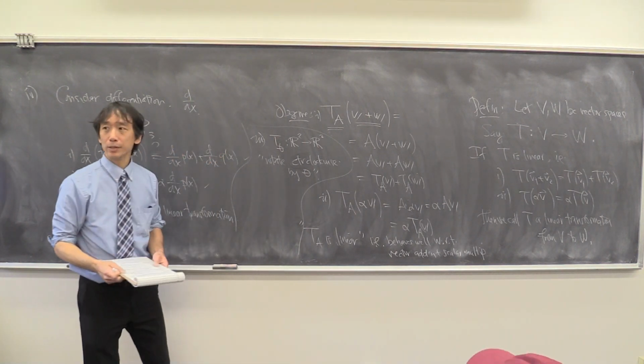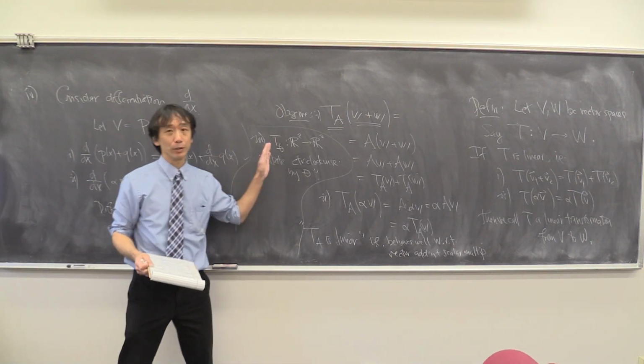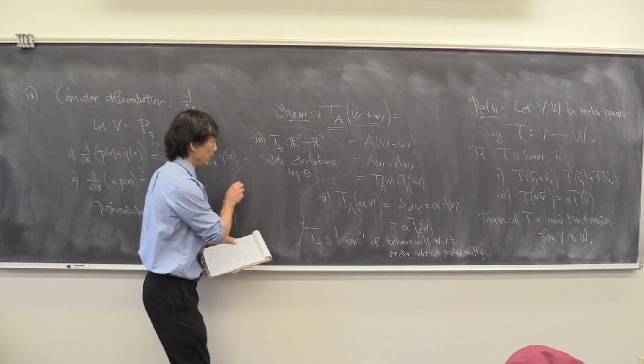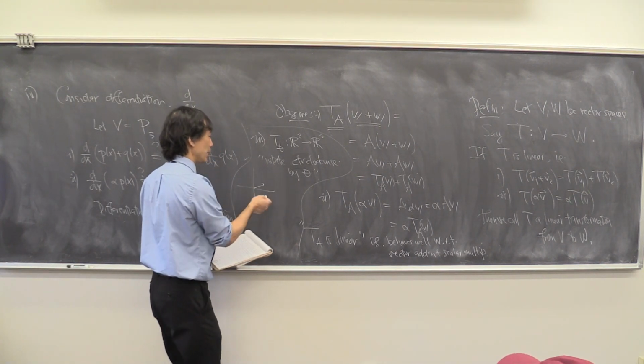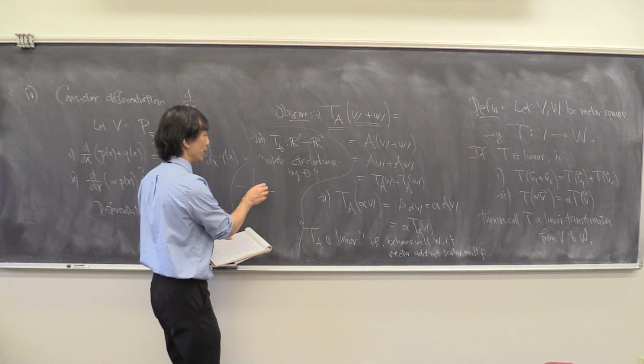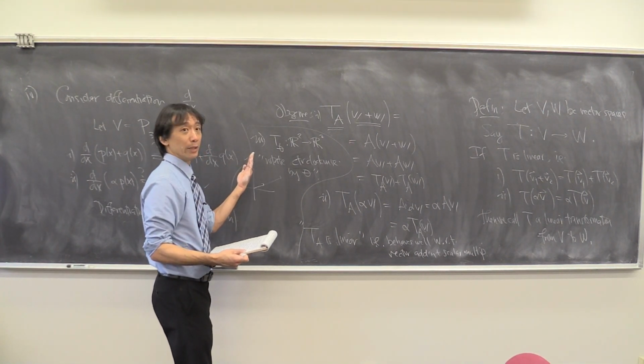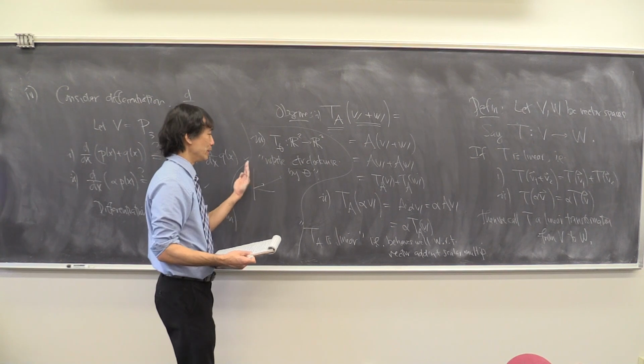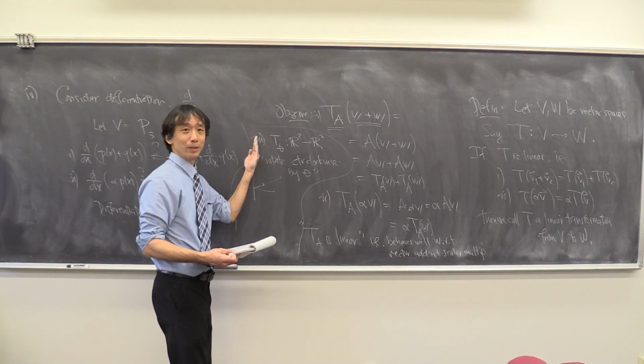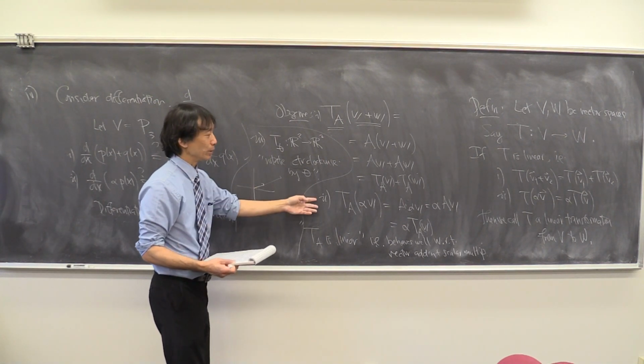Is this a linear transformation? It's going from R2 to R2, from one vector space to another. Let's do the second condition first. Suppose I have a vector and I scale it by some constant, and then I rotate it by theta. Is that the same thing as if I rotate it by theta and then scale it by that constant? Sure. So part 2 is satisfied.